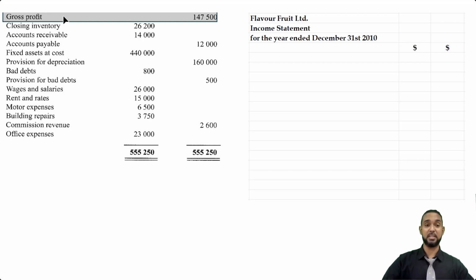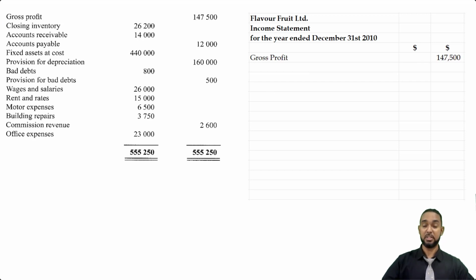As a matter of fact, like I said, the fact that we have gross profit as a term in the trial balance means that the entire trading section has already been done for us. So that $147,500 figure is actually going to be the first item in our income statement.